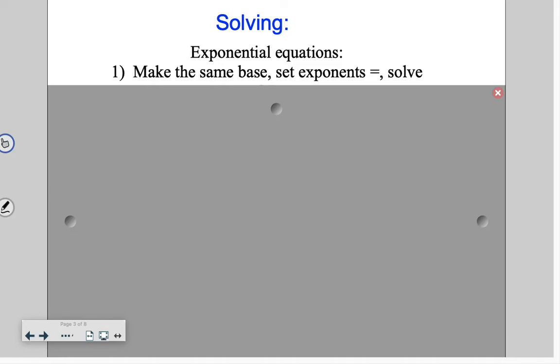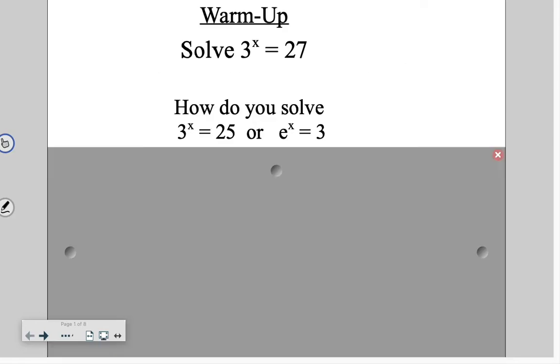So here's what I mean in general. Let me go back real quickly to the warm-up, and then I'll come back to this. On the 3 to the x equals 27, let's say it just didn't make sense off the top of your head, which I'm not worried about. But 3 and 27 are both powers of 3. Therefore, I could rewrite this as 3 to the x equals 3 to the third. 27 is just 3 to the third power. And therefore, x equals 3.